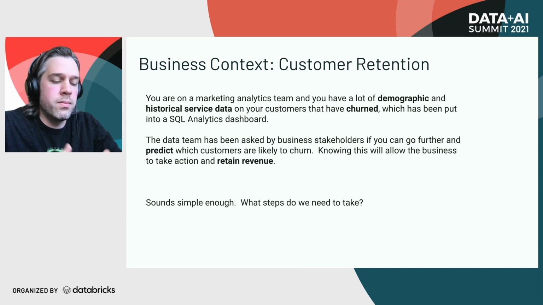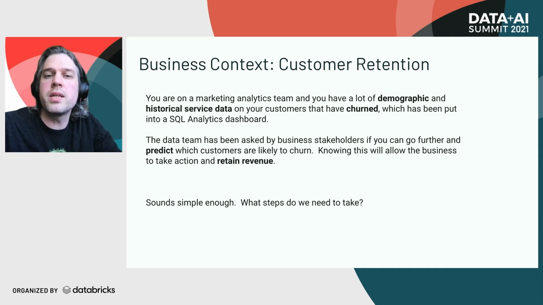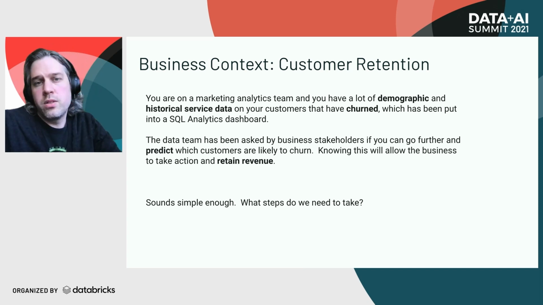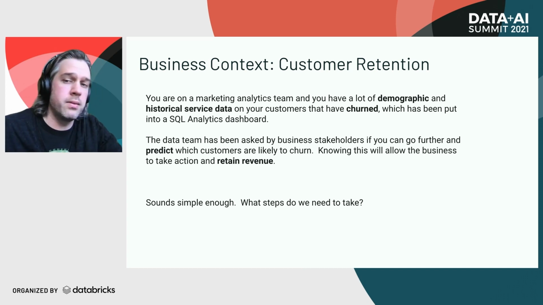Now, the data team has been approached by the business stakeholders, and they've been asked to go further and try to predict which customers will churn so that some sort of action can be taken and maybe they can be retained. And obviously that has a positive impact for the business. So that sounds simple enough, right? Let's try to predict who's going to churn. What steps do we need to take to actually make that a reality?